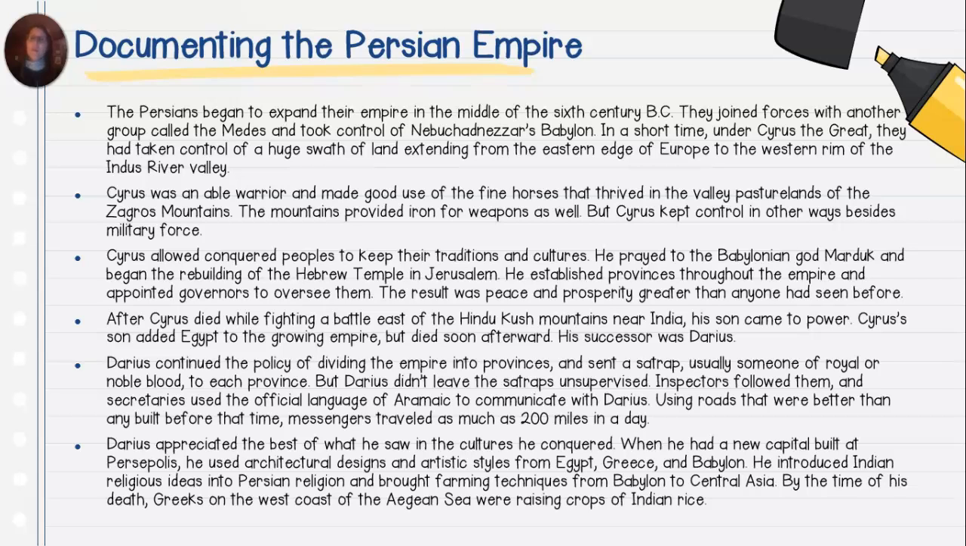When he had a new capital built at Persepolis, he used architectural designs and artistic styles from Egypt, Greece, and Babylon. He introduced Indian religious ideas in Persian religion and brought farming techniques from Babylon to Central Asia. By the time of his death, Greeks on the west coast of the Aegean Sea were raising crops of Indian rice, and that's a great example of diffusion. Remember, diffusion is that movement of ideas and cultures from place to place.